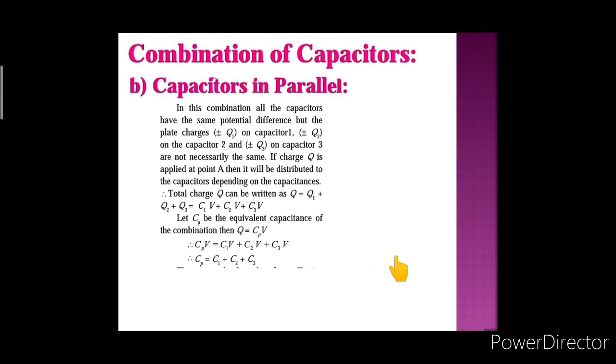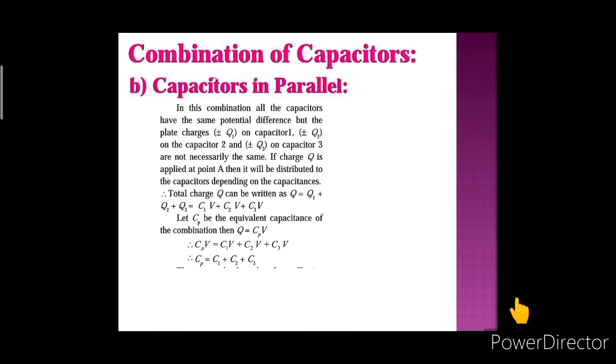That means when the three capacitors are connected in parallel combination, the equivalent capacitance is the sum of the individual capacitances, that is Cp is equal to C1 plus C2 plus C3. Similarly, if two capacitors are connected in parallel, the equivalent capacitance is Cp is equal to C1 plus C2. And if, for example, four capacitors are connected in parallel, the equivalent capacitance is Cp is equal to C1 plus C2 plus C3 plus C4.